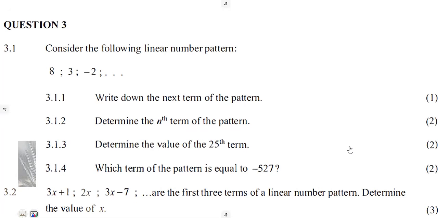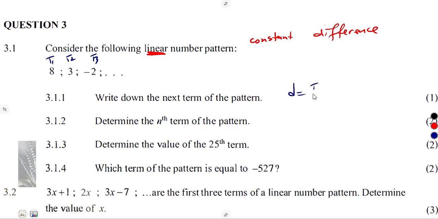All right, let's consider question 3. Consider the following linear number pattern. Already they told us it's linear, meaning to say there is a constant difference there. So if there's a constant difference, we just need to figure out what that constant difference is. T1, T2, T3. So that's T2 minus T1. 3 minus 8, that's negative 5. Minus 3, minus 2, minus 3, that's a negative 5. So as you can see, there's a constant difference of negative 5.